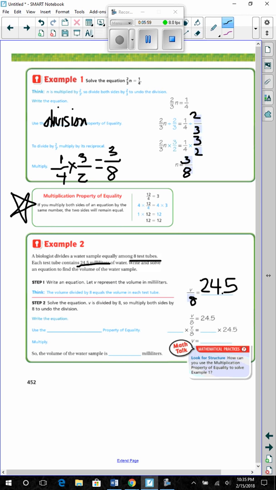Step 2, solve the equation. V is divided by 8, so multiply both sides. Remember, we're going to do the inverse operations. So use the multiplication property.